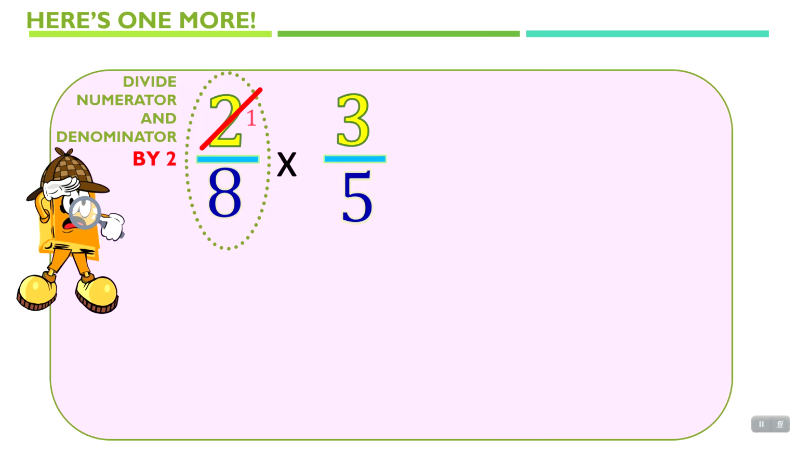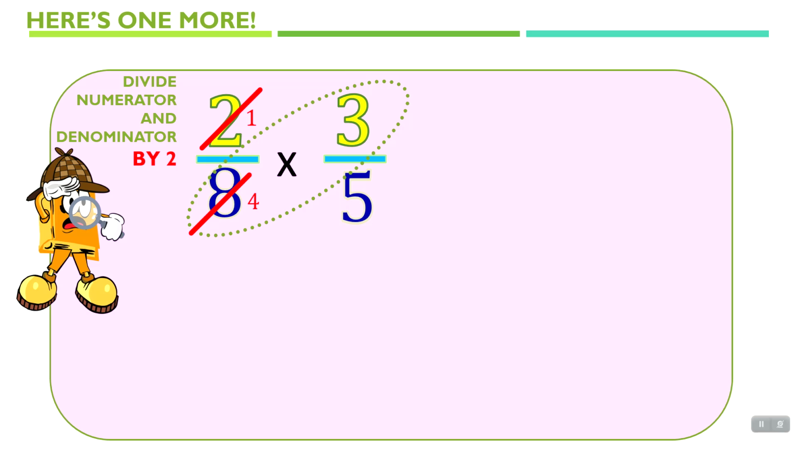2 divided by 2 is 1. 8 divided by 2 is 4. Before we move on, let's check other numerator and denominator combinations. 3 out of 5 are not in a times table except the 1 times table.